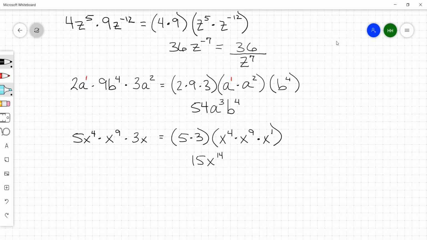Everybody all right with that? Multiplying powers with the same base, add the exponents.